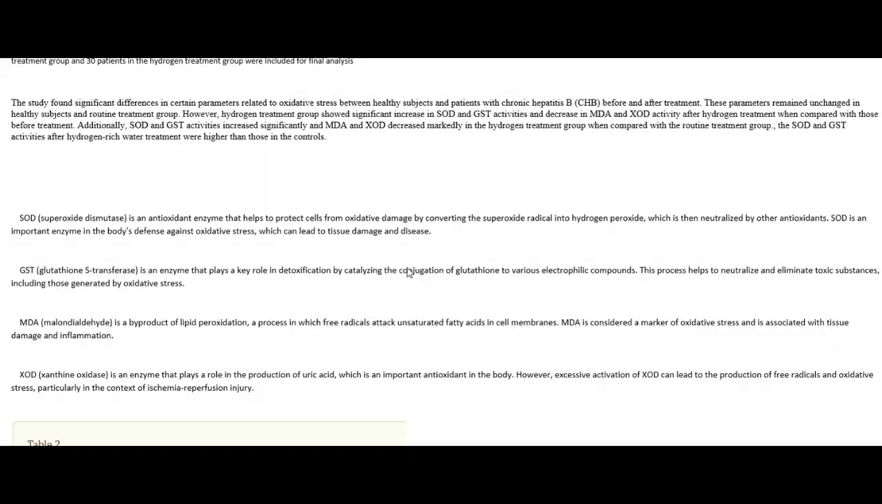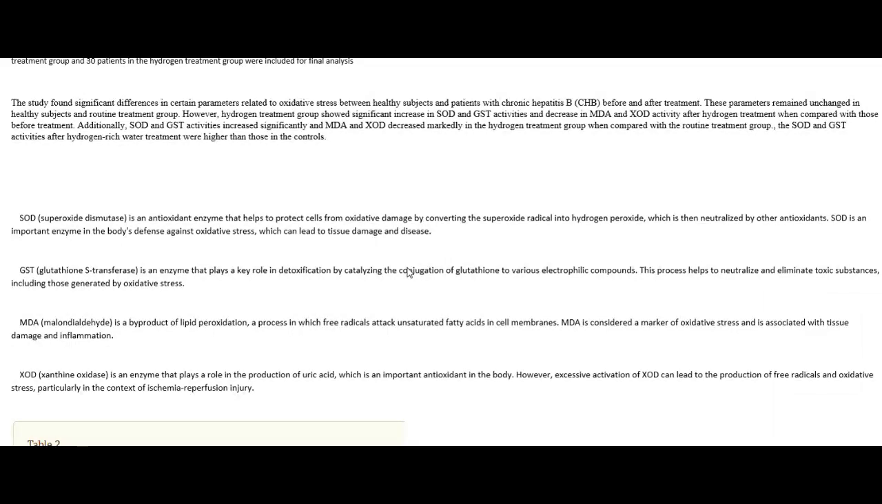It is a byproduct of lipid peroxidation, a process in which free radicals attack unsaturated fatty acids in cell membranes. MDA is considered a marker of oxidative stress and is associated with tissue damage and inflammation. And it also decreases XOD, which is xanthine oxidase, an enzyme that plays a role in the production of uric acid, which is an important antioxidant in the body.